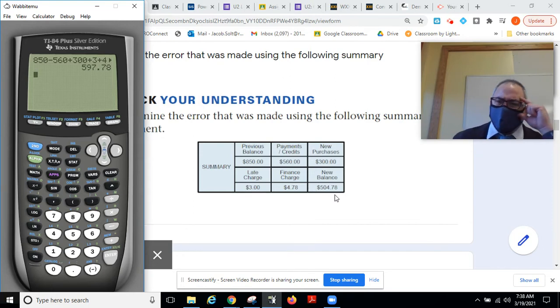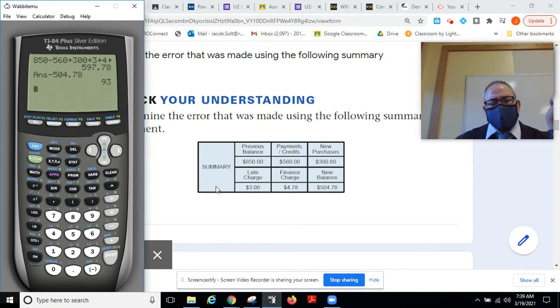$597.78. Now I looked at this for quite a while and tried to figure out where the error is here. What did they goof up? The fact that the new balance has 78 cents and this has 78 cents tells me that probably they didn't goof up the finance charge. Then I was looking for the difference between the right answer and what they got. So I subtract to find the difference between these two things. That might give me a clue. So $93. Somehow $93 got goofed here. There's a discrepancy of $93.